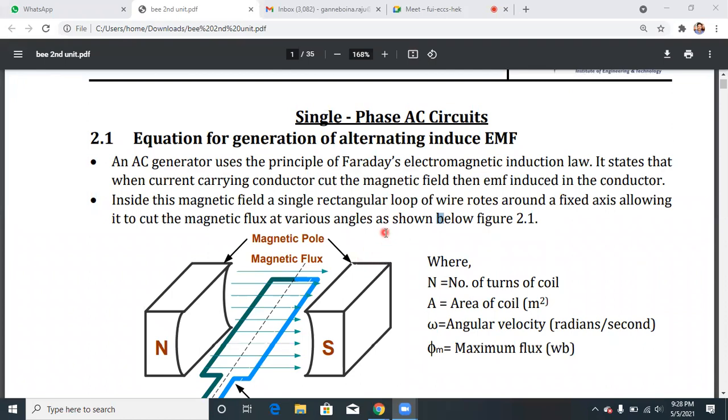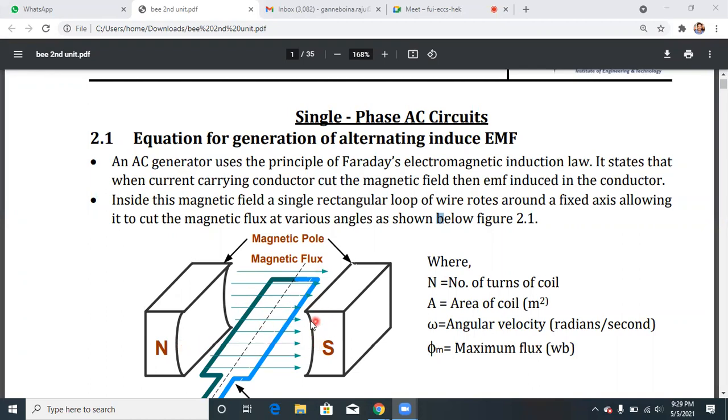This is the generation of EMF. We require magnetic flux, so by using the magnetic flux concept we have to generate EMF. Here this is called a conductor. The conductor is placed in a stationary magnetic field. This is called the magnetic field, with the direction north to south.